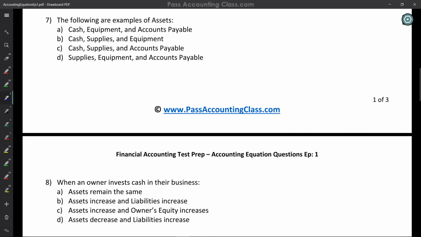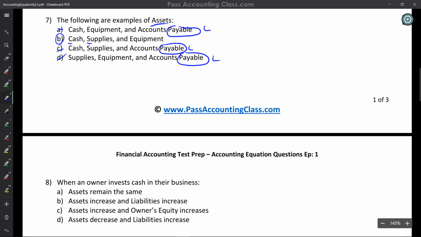For question 7, it says, the following are examples of assets: cash, equipment, and accounts payable; cash, supplies, and equipment; cash, supplies, and accounts payable; or supplies, equipment, and accounts payable. So we're looking for assets. Anytime you see the word payable, that refers to a liability. So this is a liability, that's a liability, and that's a liability. So if we're looking for assets, it can't be A, C, or D. So that means it has to be B.